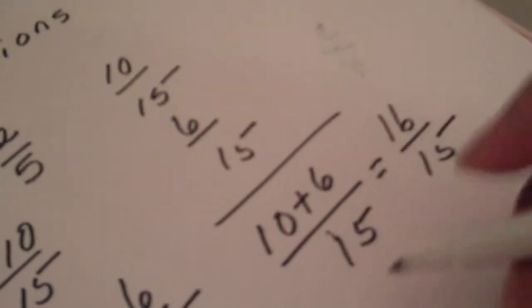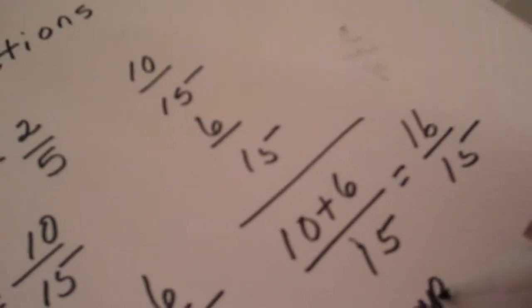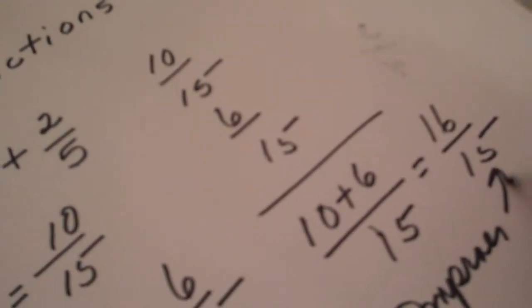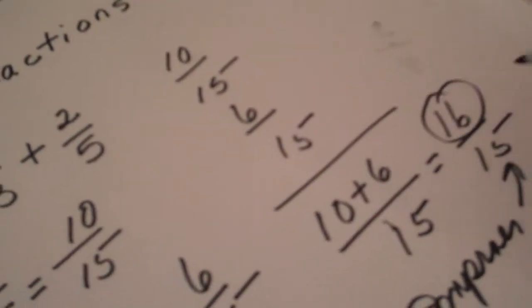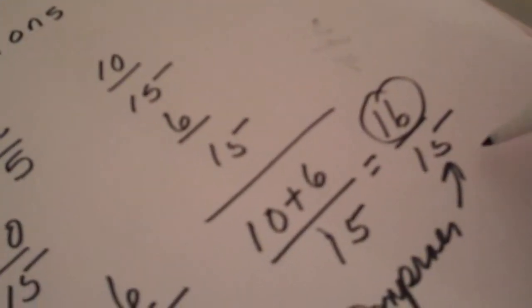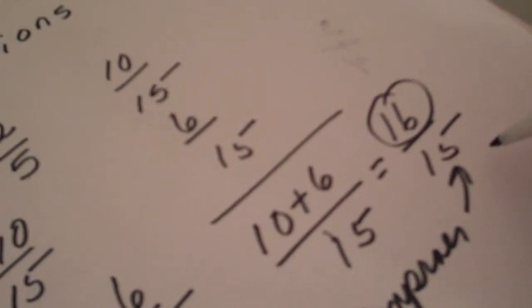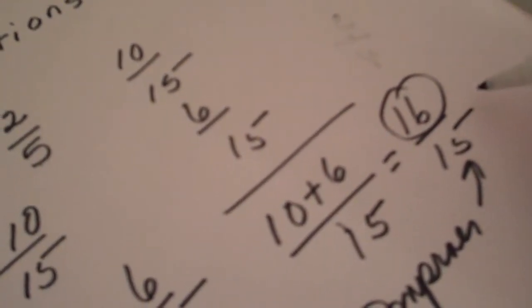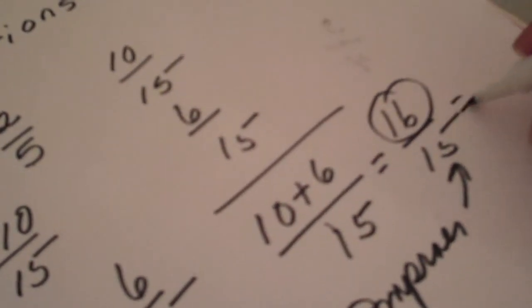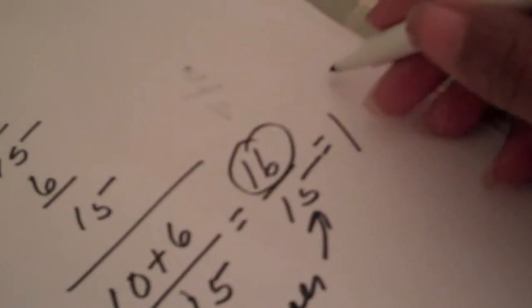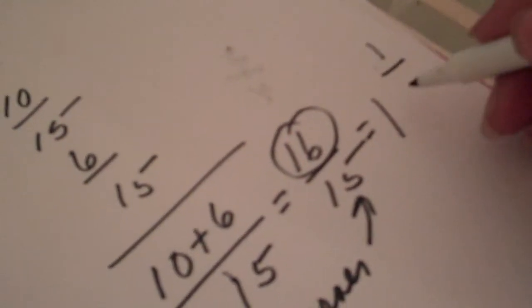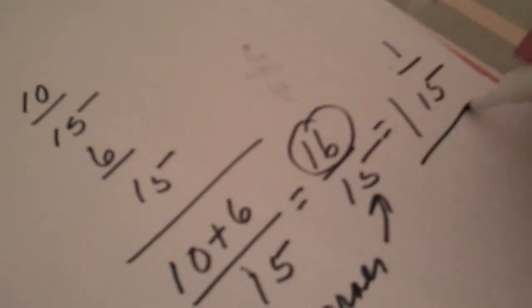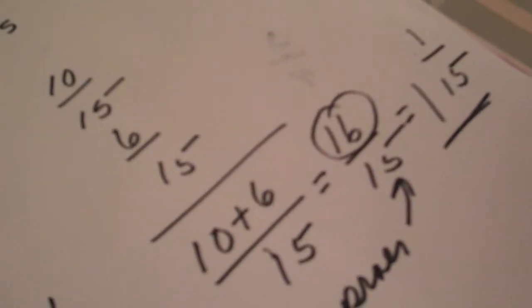16/15. But this is an improper fraction. It's improper because the numerator is larger than the denominator. So I have to simplify that, and I do that by dividing 15 into 16. It goes one time, and I have 1 left over, and that 1 is put over the 15. So my answer is 1 and 1/15.